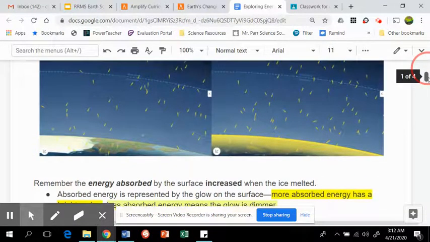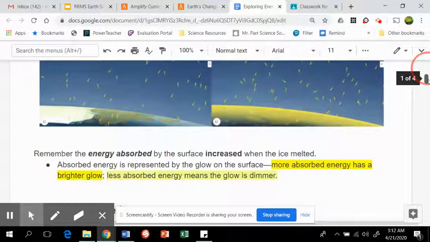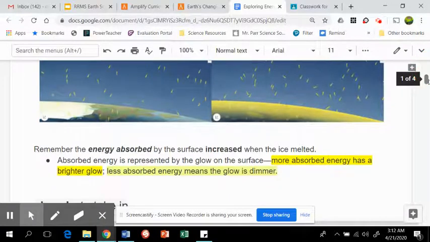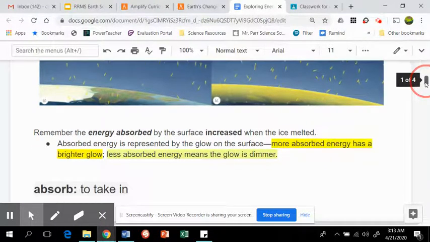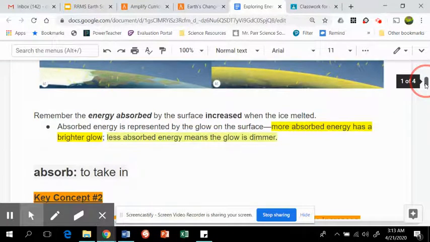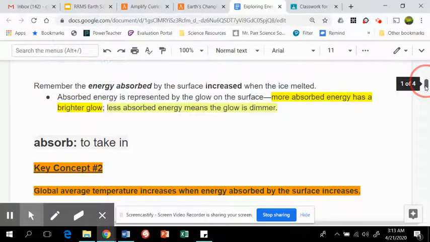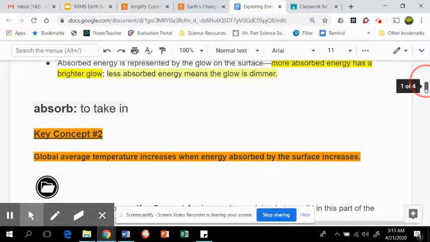Remember, the energy absorbed by the surface increased when the ice melted. Absorbed energy is represented by the glow on the surface. So more absorbed energy has a brighter glow, like here, and less absorbed energy means the glow is dimmer, like here. So when would we have seen an increased or brighter glow? When it was getting warmer. So absorb means to take in.